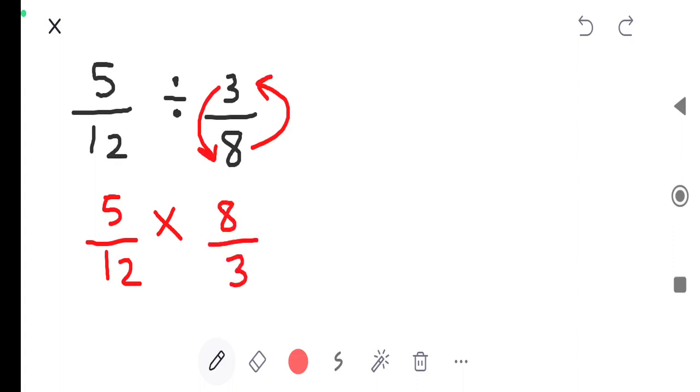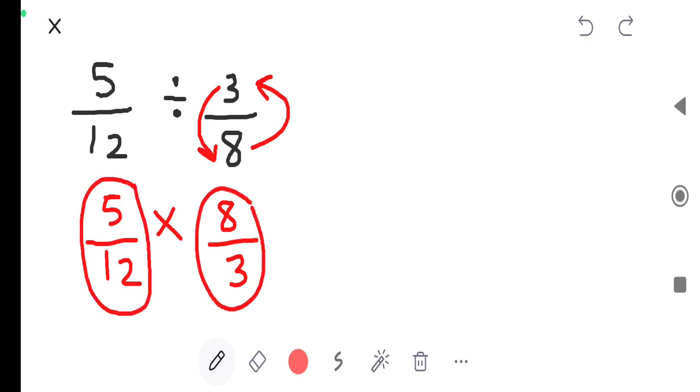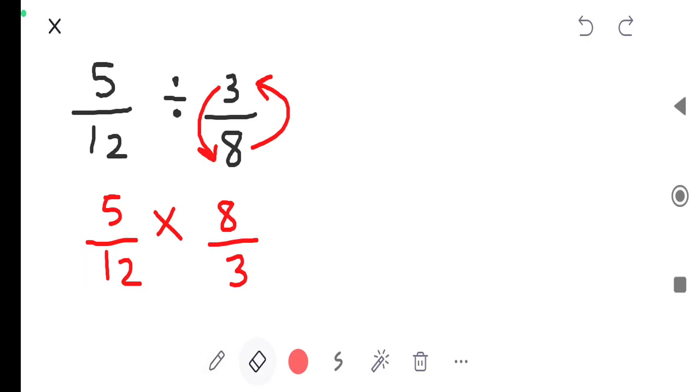Apart from 1, there is no number that can divide both 5 and 12. Apart from 1, there is no number that can divide both 8 and 3. Check the diagonals. Okay. Apart from 1, there is a number that can divide both 12 and 8. 2 can divide both of them. 4 can divide both of them. Okay, but let's use the bigger number, which is 4.